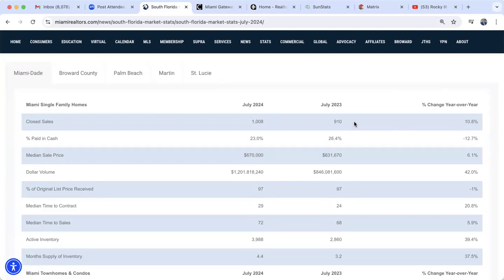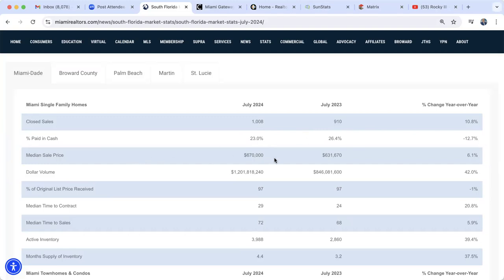So the sales are starting to pick up, right? Of course, we know that high interest rates really bothered buyers and made it more difficult for buyers to purchase homes within the last year and a half, 2 years. But now we're seeing a bit of an increase, right? Almost 11%. 23% of the buyers in Miami-Dade County paid in cash. That's actually down 12.7%. All right, so more financing.